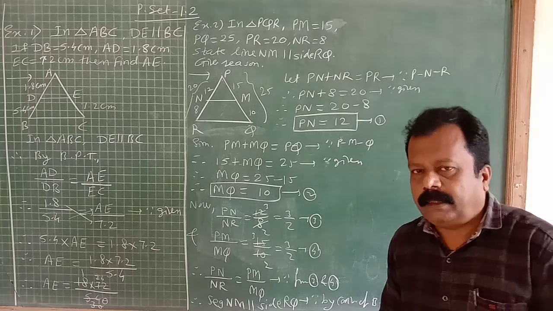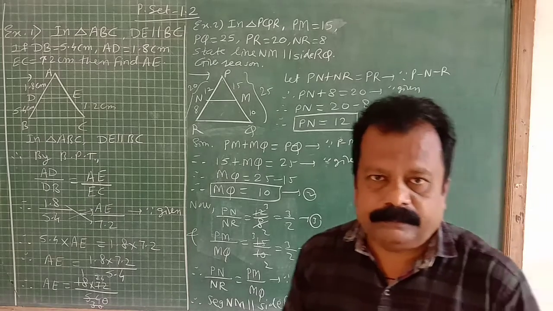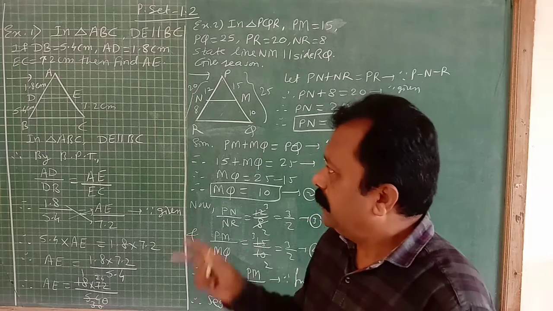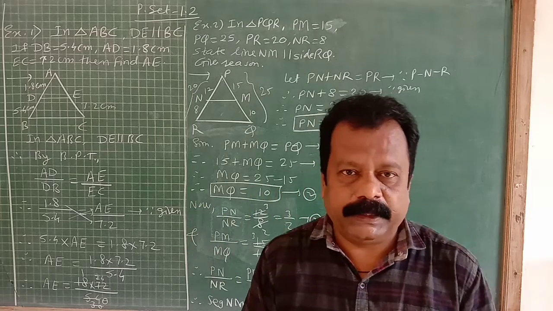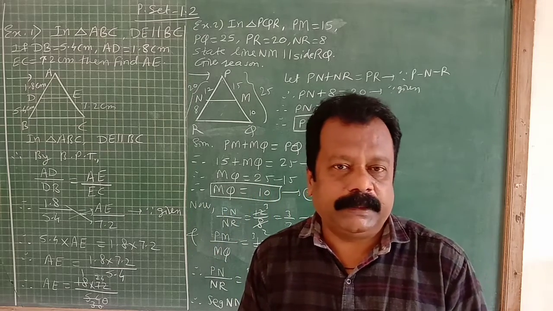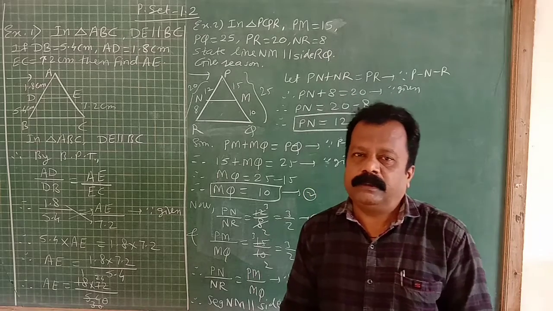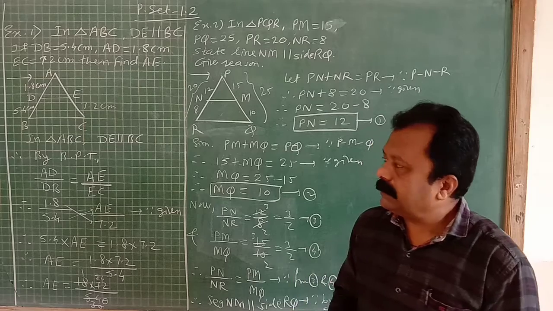Now let us see other examples next time. This was about BPT and the converse of BPT. Now the properties of intercepts made by 3 parallel lines and the angle bisector theorem, we have to see in another session.